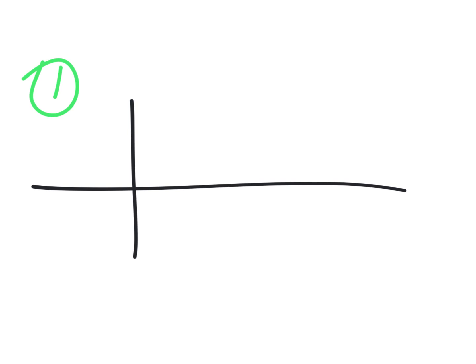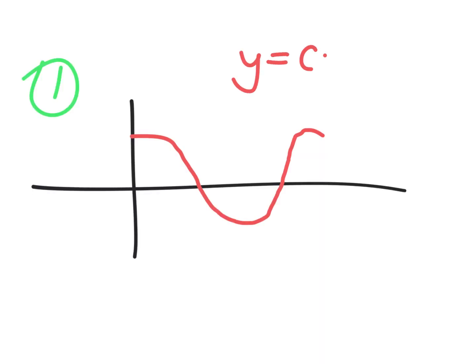Would you agree it looks like cosine? If I just zoom in on this part, would you agree that that's a cosine graph for number 1? Well, then right away I know it's y equals cosine. But, of course, it's not likely to be that simple.